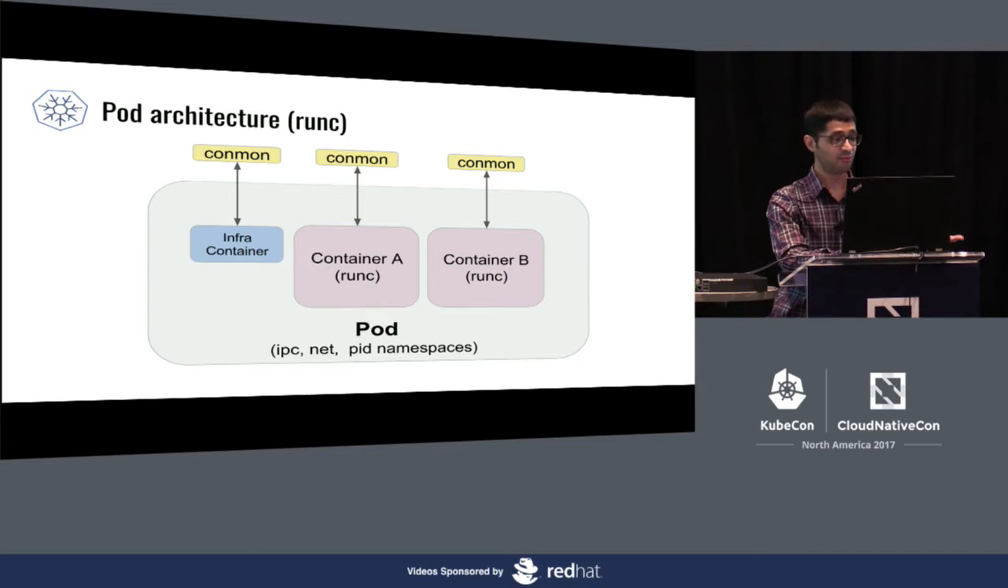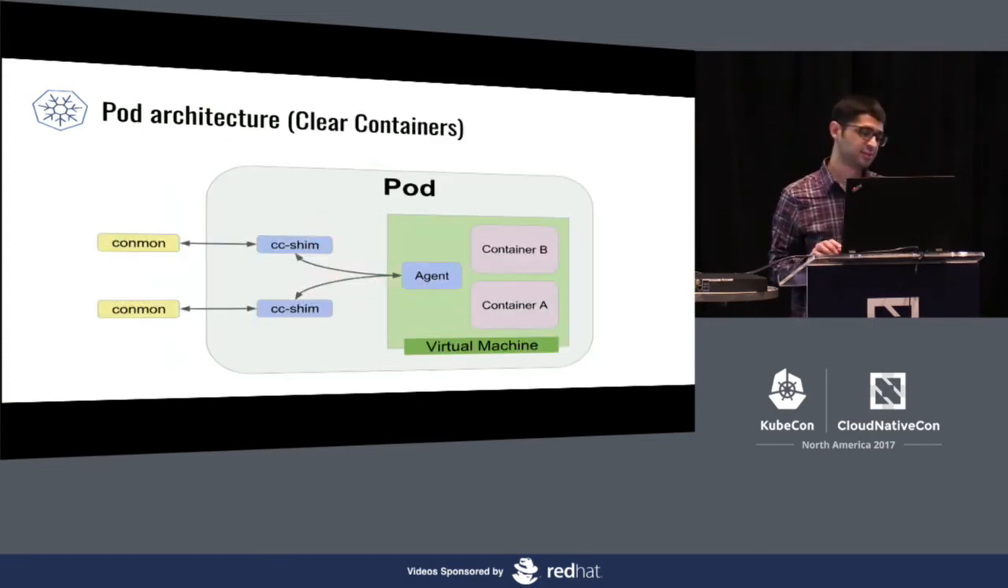And you may think conmon might be heavy, but it's a lightweight monitoring agent written in C, and it uses shared libraries, so the memory overhead is pretty low. And this is what the architecture looks like with Clear Containers. I'll let Sam answer more questions about it later.